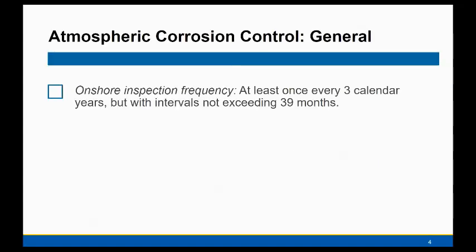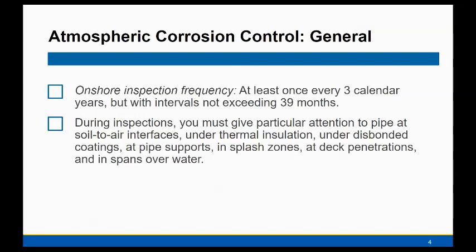So frequency, we're looking at once every 3 calendar years, but with intervals not exceeding 39 months. If it's offshore, it's once a year, not exceeding 15 months. And then they call out during inspections 7 key areas to pay particular attention to. And that's soil to air interfaces, under thermal insulation. At that point, insulation is kind of blocking what section of pipe we really want to inspect. It's hiding nicely behind an insulated blanket.